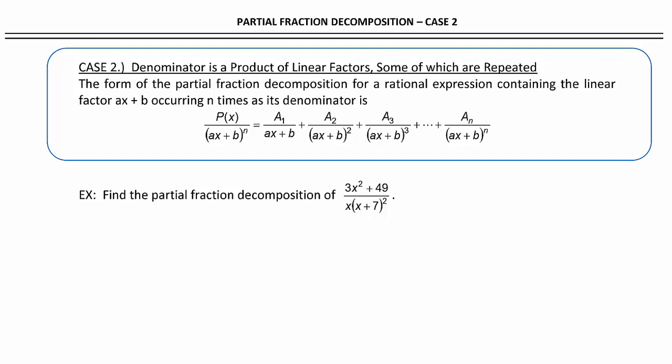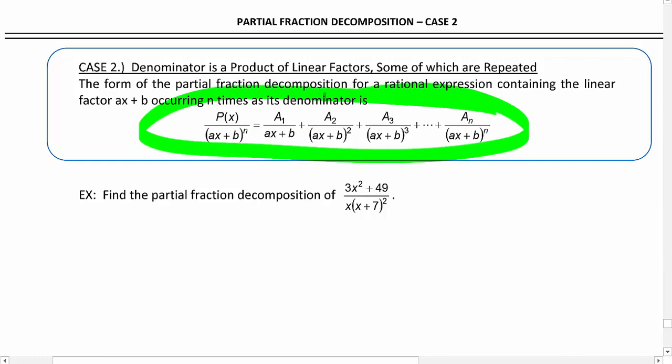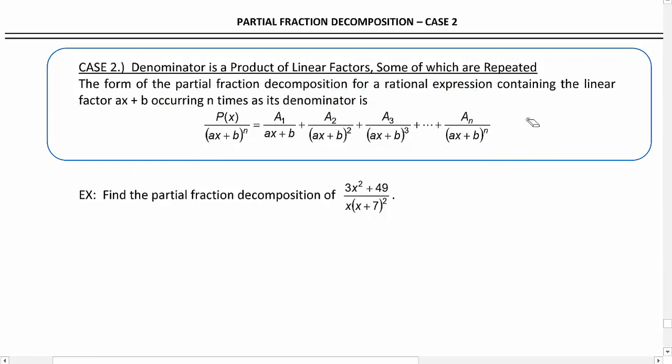In this video, we'll be discussing our second case for partial fraction decomposition, which is when we have a linear factor in the denominator that is repeating. The form of a partial fraction decomposition for a rational expression containing the linear factor ax plus b occurring n times as its denominator is p of x equals ax plus b raised to the n power, and then we get this line of fractions here, which again, I think it's more complicated than what it really is.